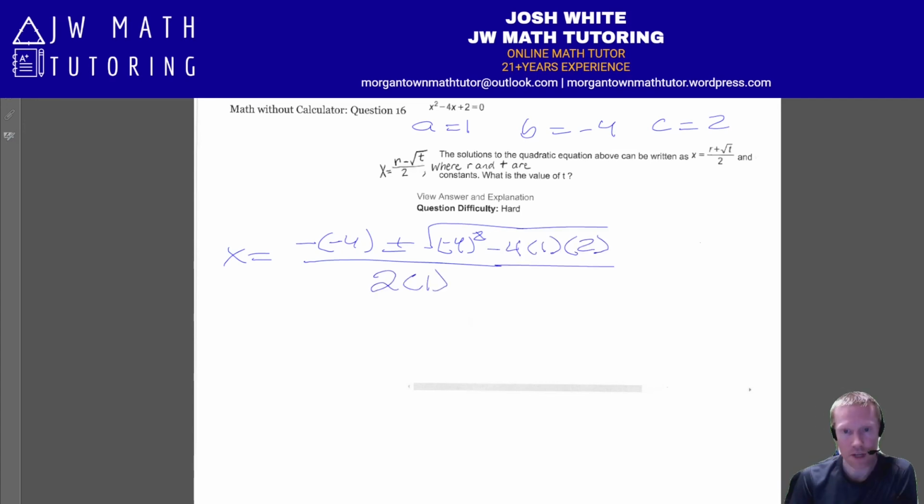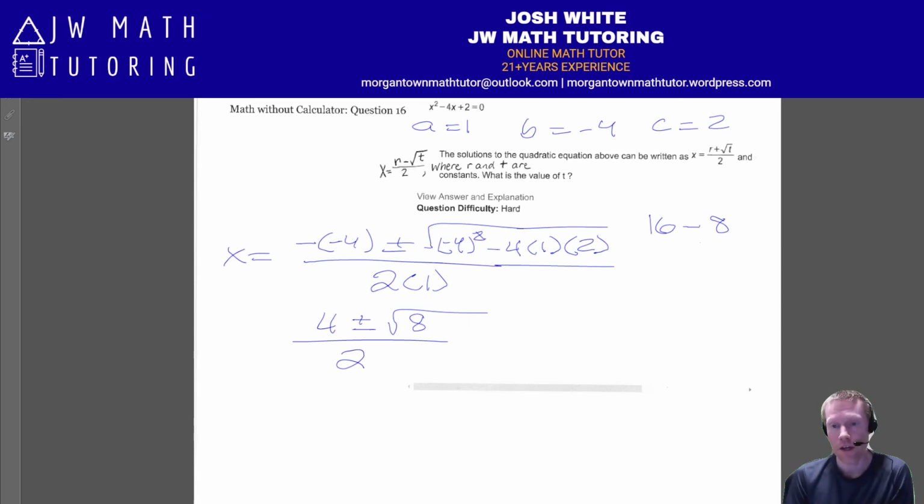So now to do some simplifying, out front it's going to be 4, in the bottom it's going to be 2, and then underneath here, negative 4 squared is 16, and then 2 times 1 is 2, 2 times 4 is 8, so it's 16 minus 8, so it's going to be 8 underneath the radical.